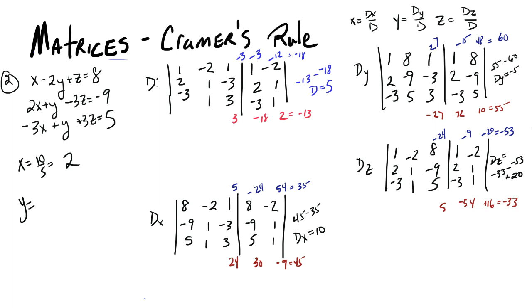Y is dy over d. So it's negative 5 over 5, negative 1. And finally, z is dz over d. So it's 20 divided by 5. We get 4. So the answers are 2, negative 1, and 4.